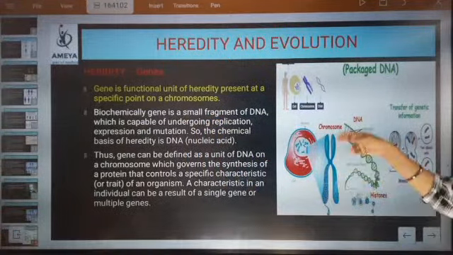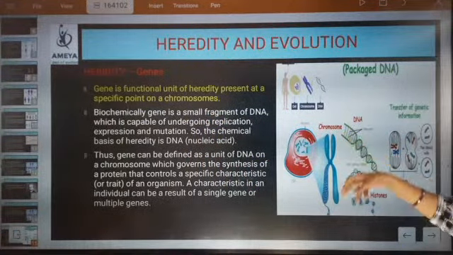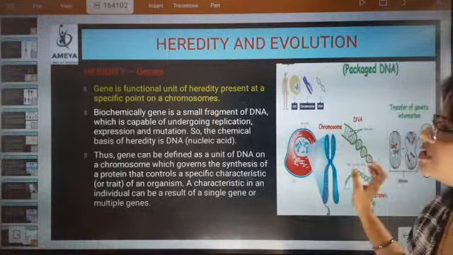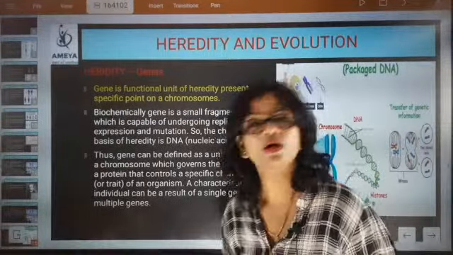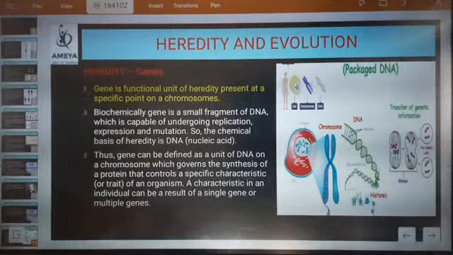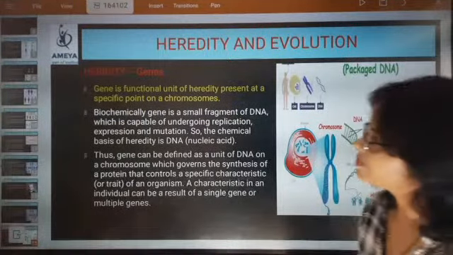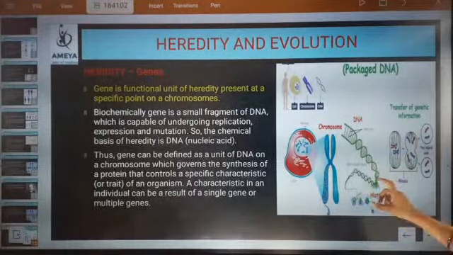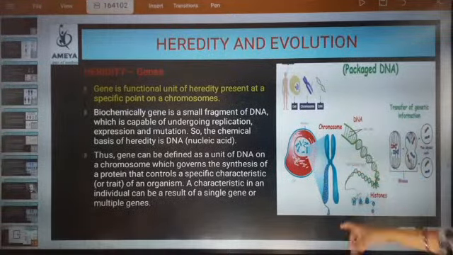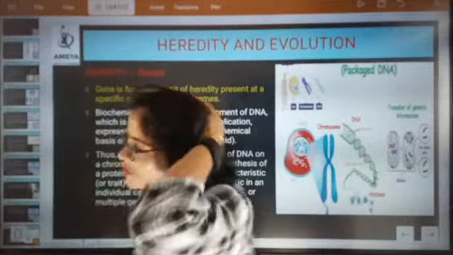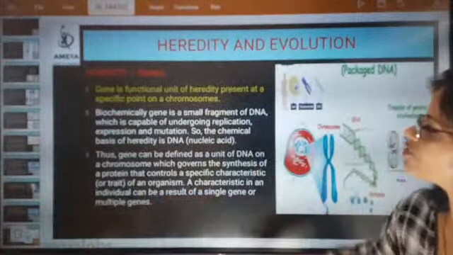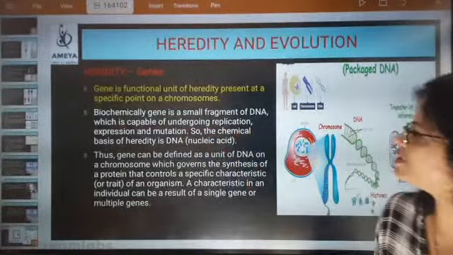So if I look at this chromosome, I am going to say that in this chromosome, a gene is a unit. What is a gene? A gene is a functional unit of heredity present at a specific point on a chromosome. Where is it present? It is present at a specific point on a chromosome. So biochemically, a gene is a small fragment of DNA.